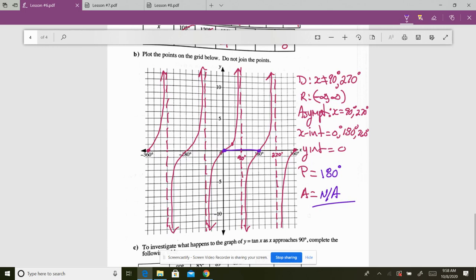Okay. All right. That's it for this lesson. You need to know sine and cosine. You need to know tan. We don't use tan that much, but you should have an idea of what it looks like. But sine and cosine we use all the time. Okay.